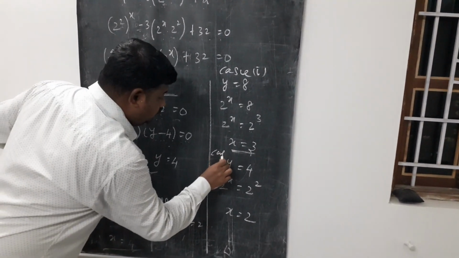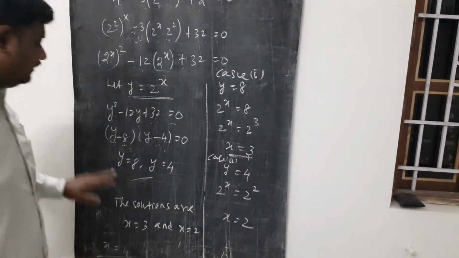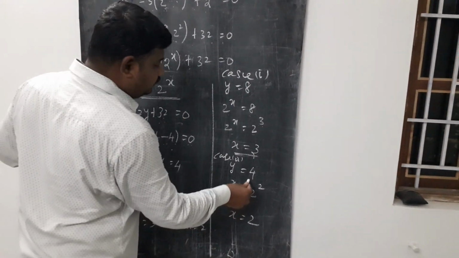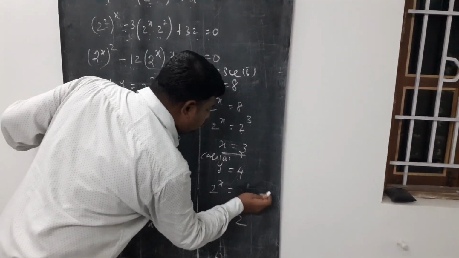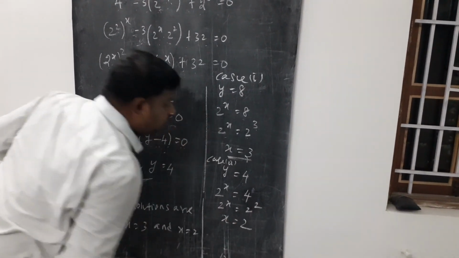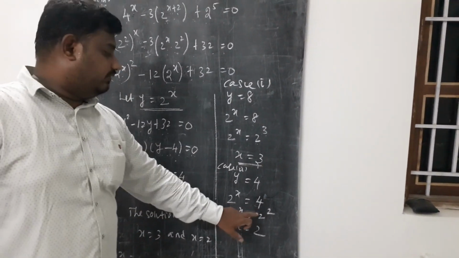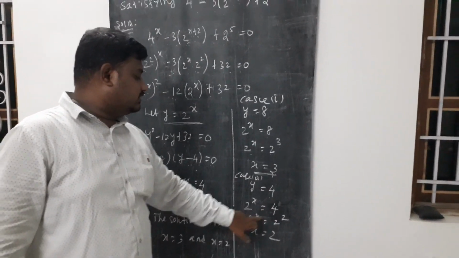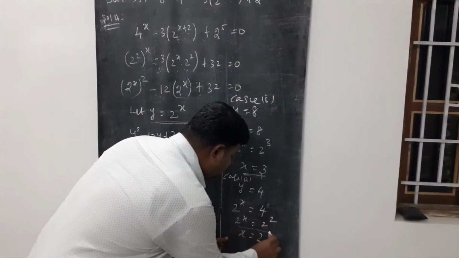Next, case 2: I am taking the y value as 4. So I am substituting here 4. So 2 power x is equal to 4. Then 2 power x is equal to 2 square. I will rewrite the 4 as 2 square. The base is the same, so the power is also the same. So x is equal to 2. Therefore the x value is 2.